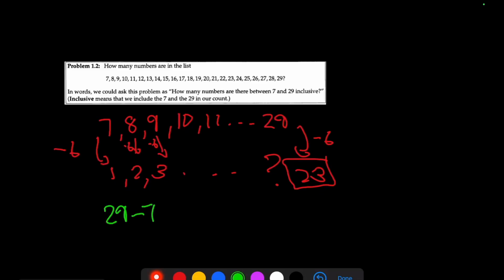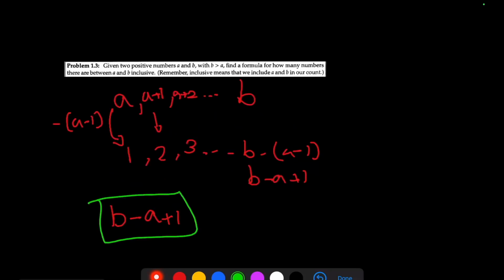Minus 7 plus 1, which is 22 plus 1, which is 23, which is the same answer as before. So now let's go with something harder. How many multiples of 3 are between 62 and 215? So let's just see what multiples are in there. So what's the smallest multiple in there?